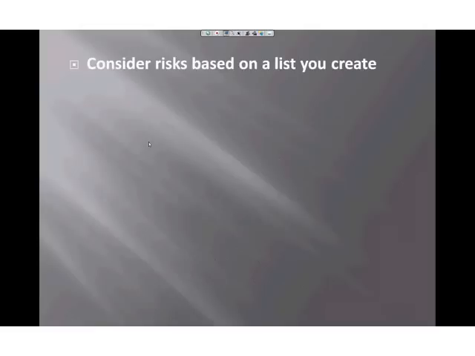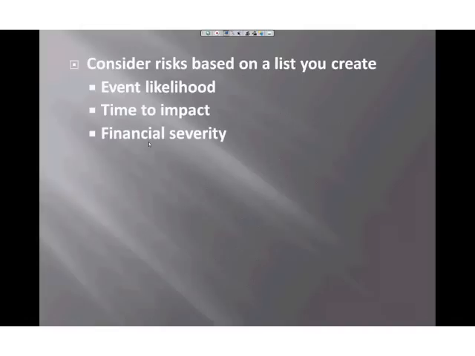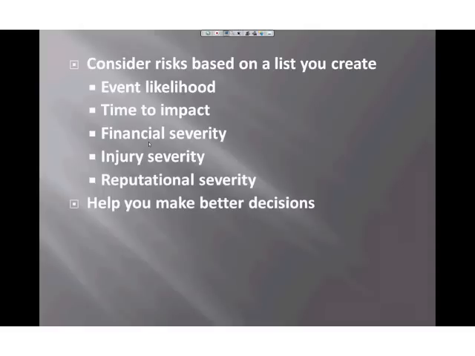The factors that we consider are event likelihood, time to impact, and severity, measured in three different ways: in financial severity, injury severity, and the reputational consequences. Now, it's important to understand that this tool is designed to help you make better, more risk-aware decisions, but it will not tell you what the right answer is. These tools function to support a methodical thought process that can be consistently applied to thoroughly evaluate various risks, enabling the user to make better informed decisions.